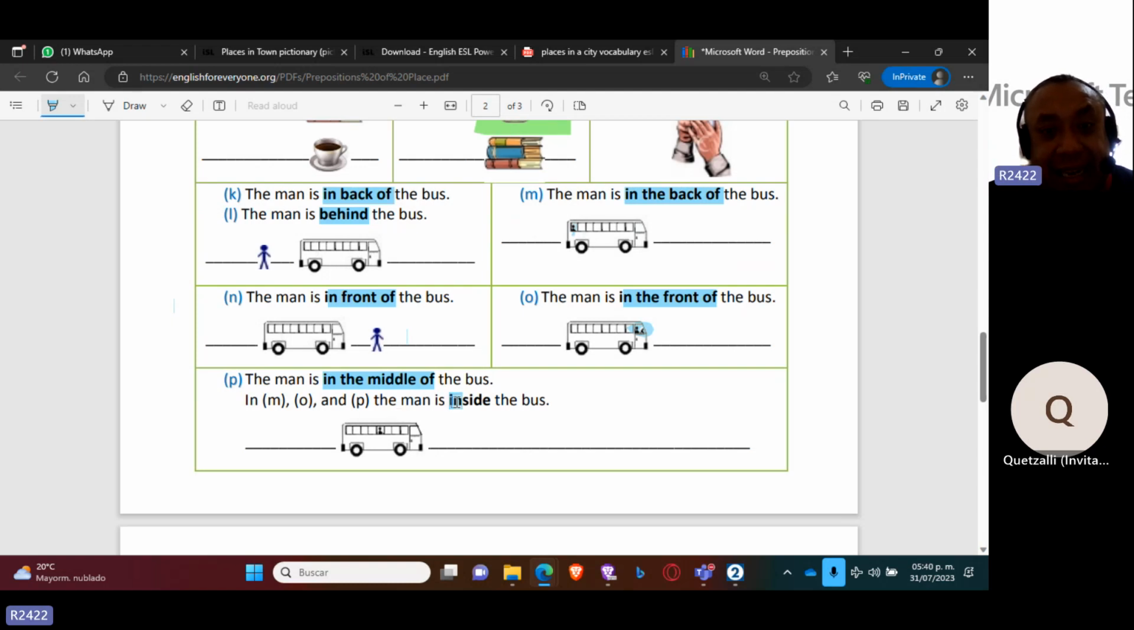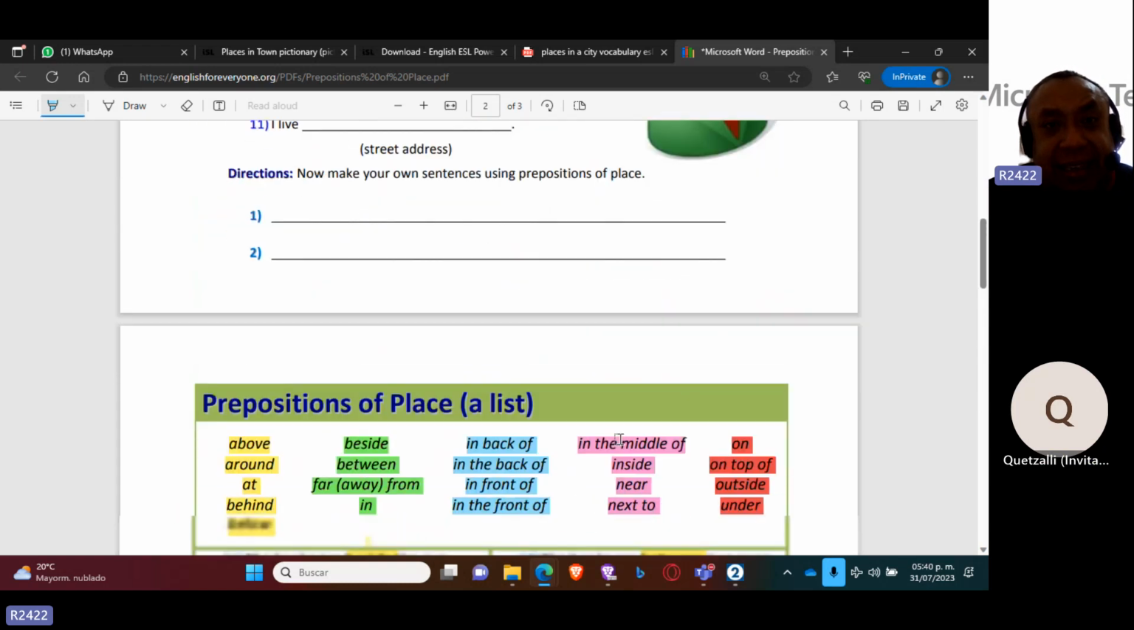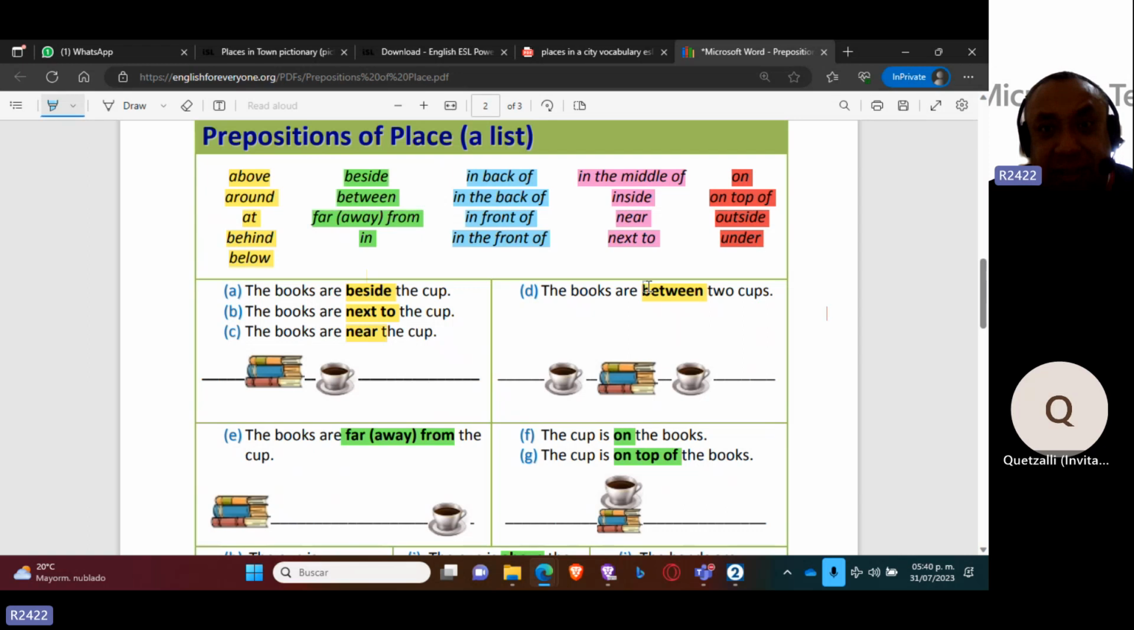The man is inside the bus. Mira, en la M, en la O, y en la P, que es adentro de, en el interior de, inside the bus. Excelente. Any question with these place prepositions? Any problem? No? Very good.